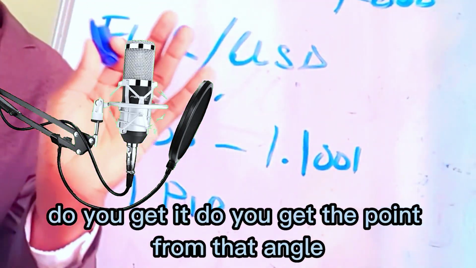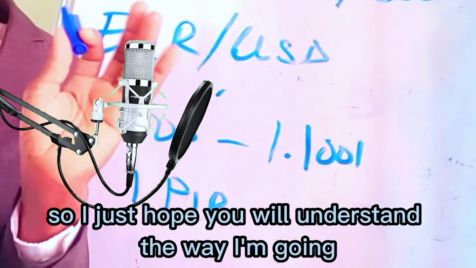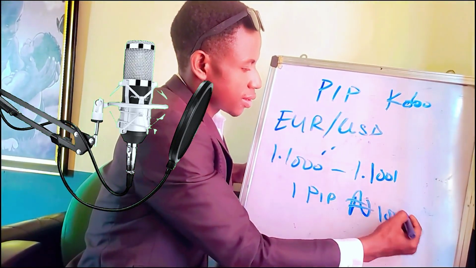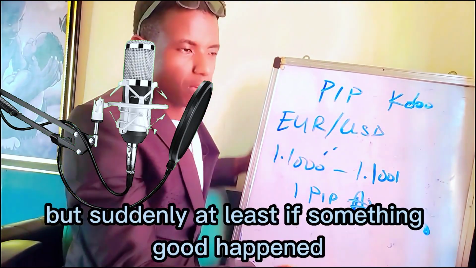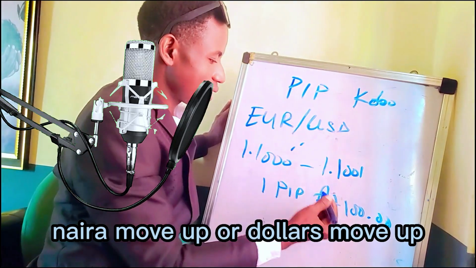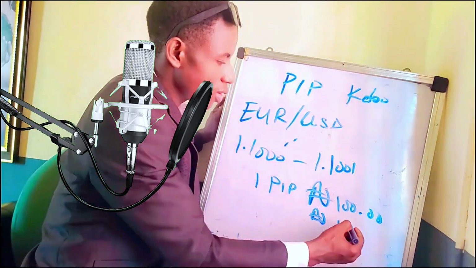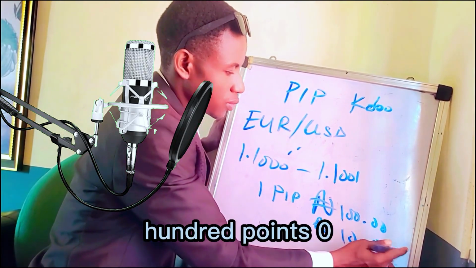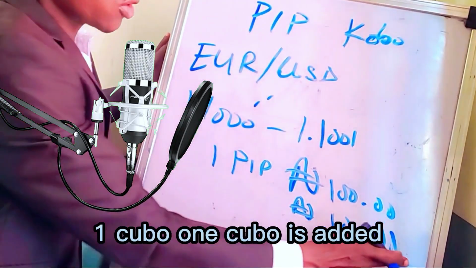Do you get the point? I just hope you understand the way I'm going. So it's like before now it was 100 naira 0.00. There was no money, but suddenly let's see something good happen. Naira moves up or dollars move, whatever happens, 100.01 kobo. 1 kobo is added.